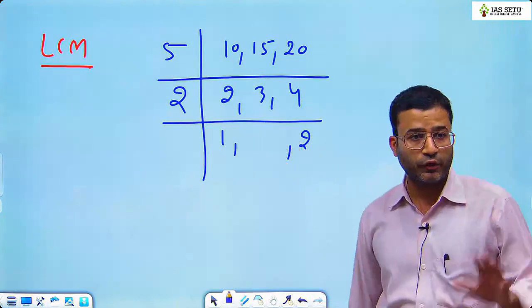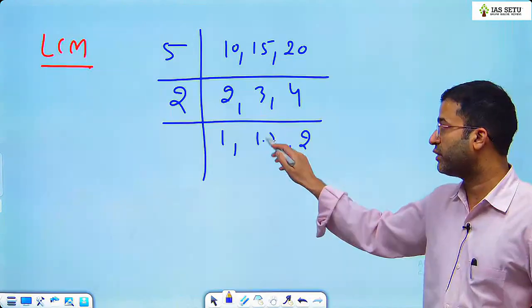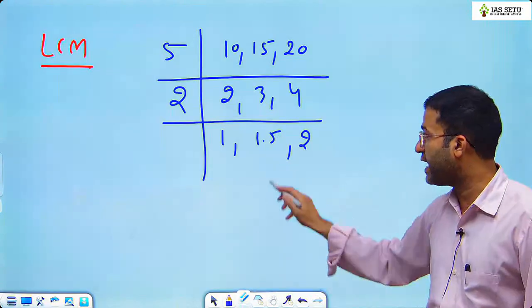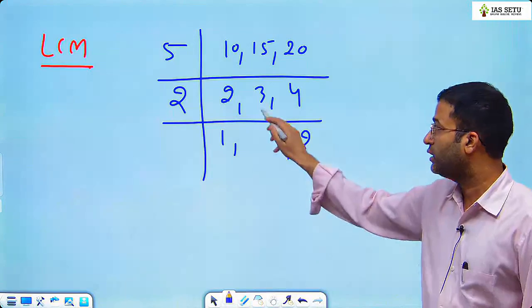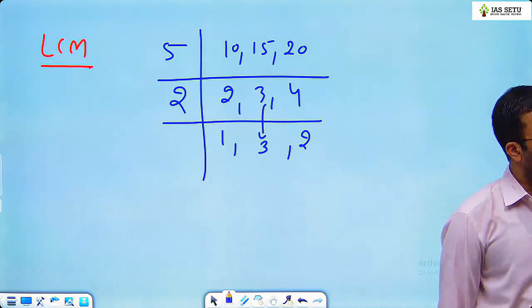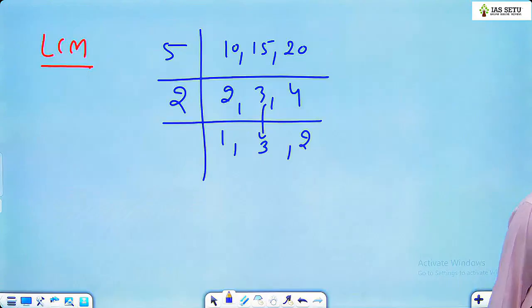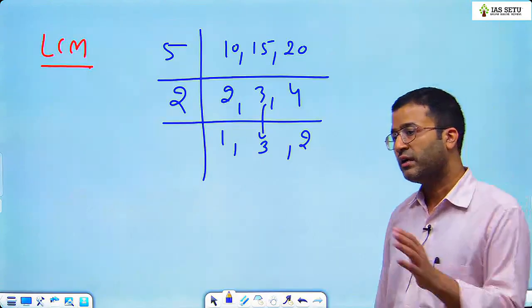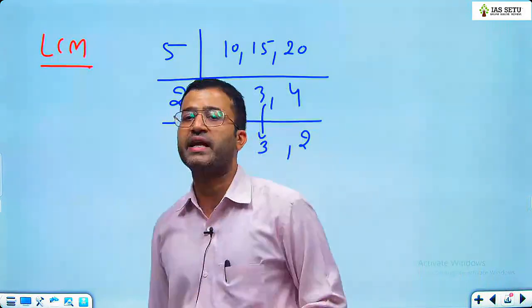Here, if you recall, your teacher has not written 1.5. We have written 3 as it is. Don't make this mistake, we will bring 3 down as it is. If you are not able to take common, we write the number as it is. We are not dividing, we are taking common factor. If it is common, okay, otherwise you write the number as it is.